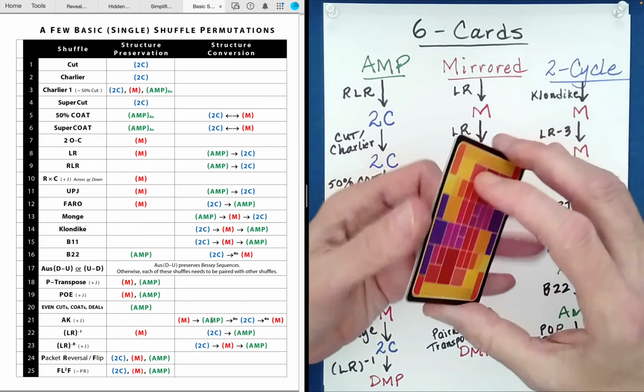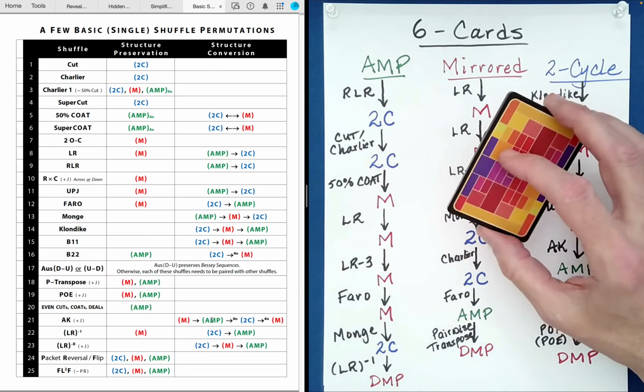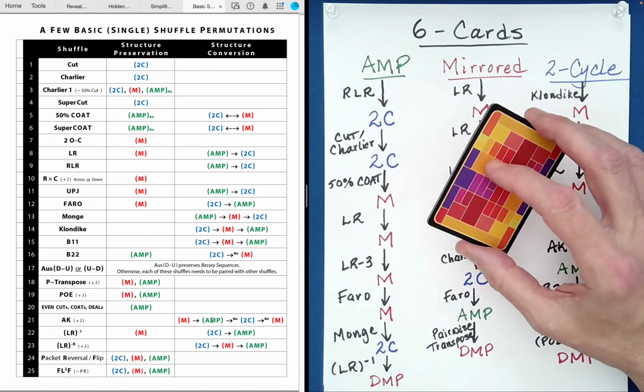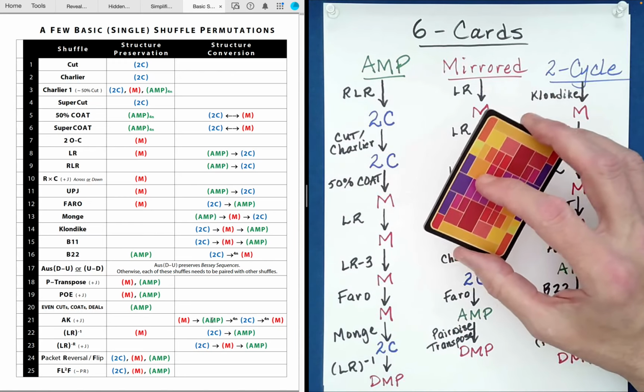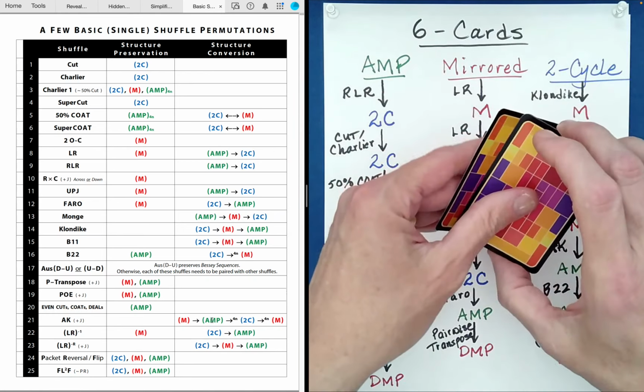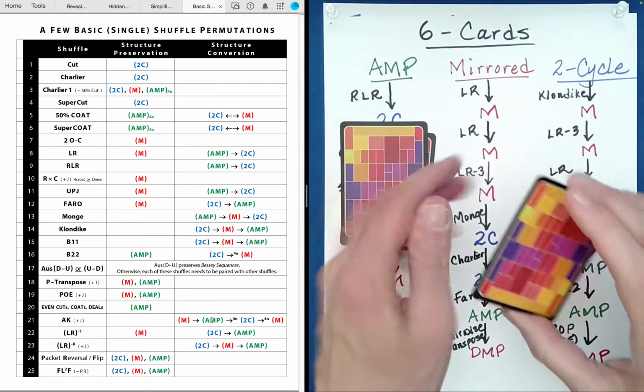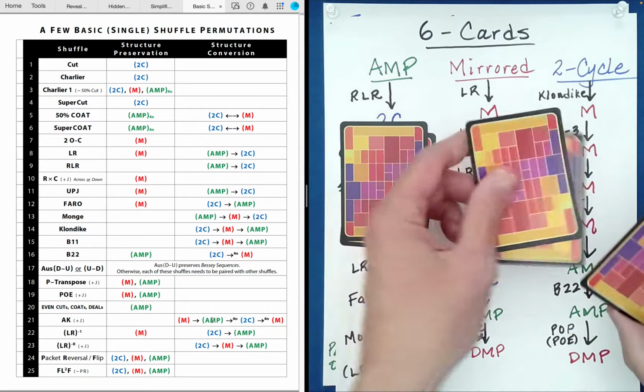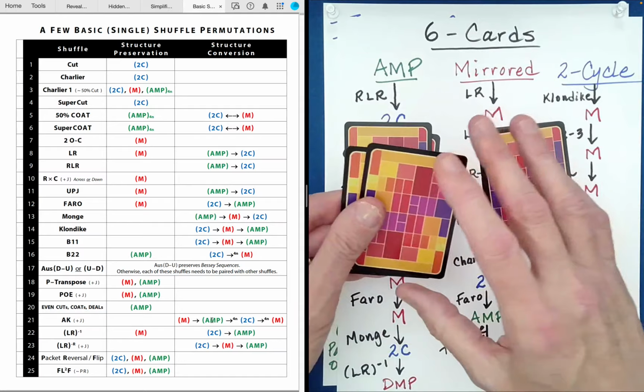Well, as the name suggests, it involves the Klondike shuffle, and you alternately set the cards down into a left pile and then a right. Okay, so here we just start just like a regular Klondike. So you go left, then top and bottom, go to the right, only have 2 left.